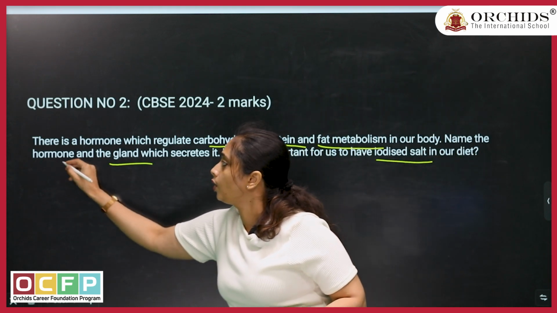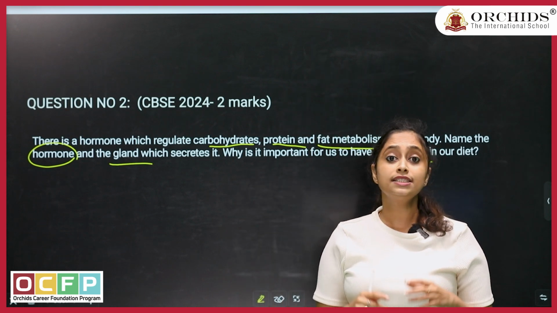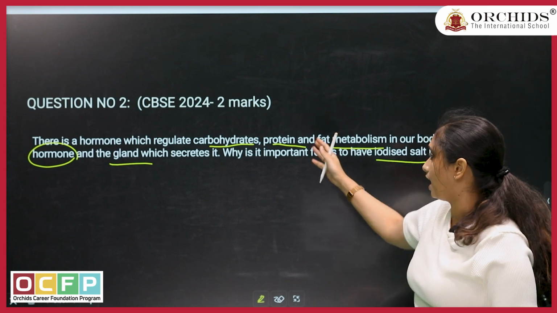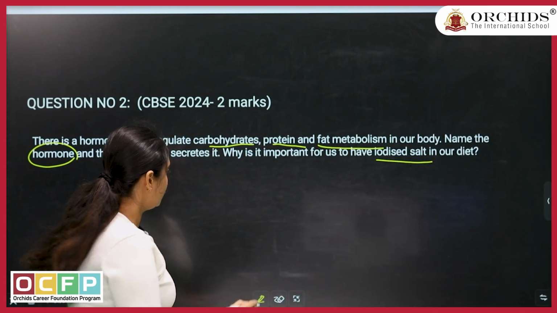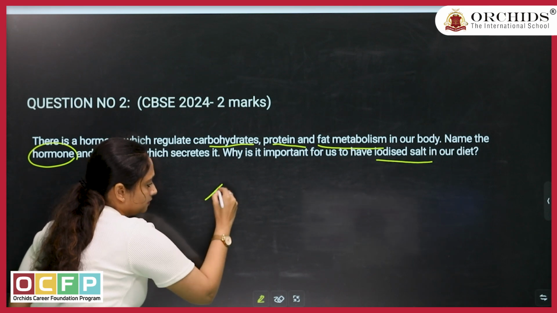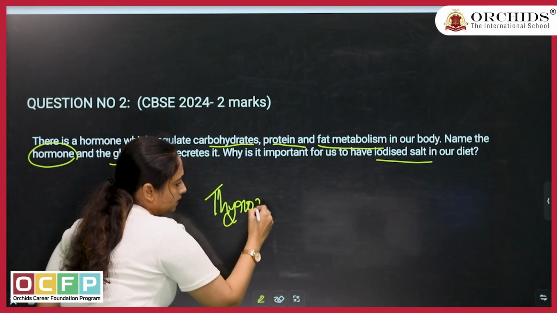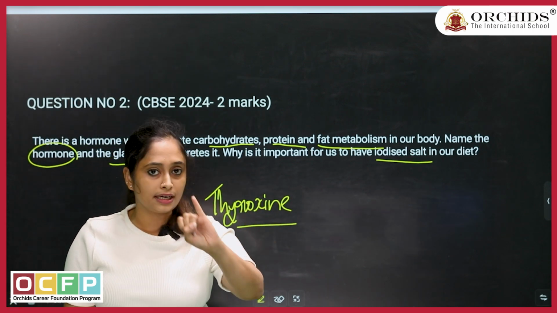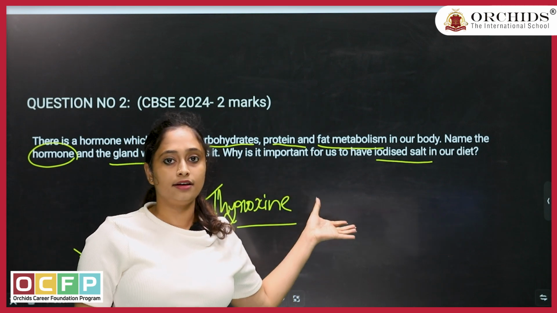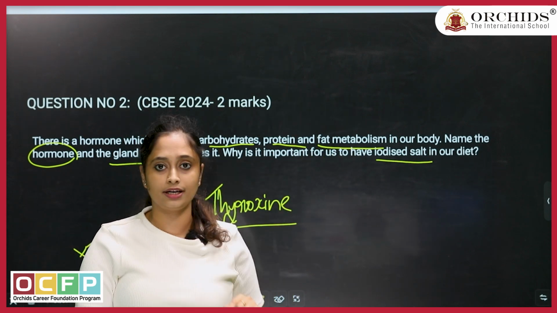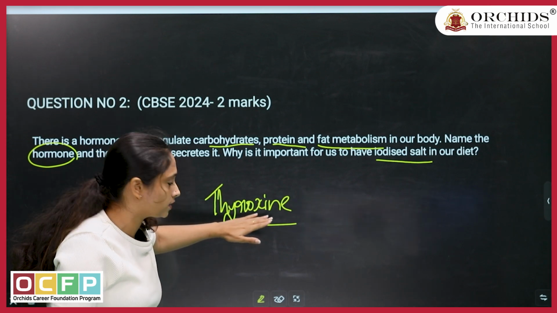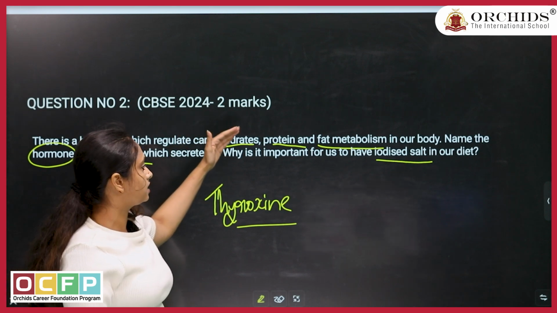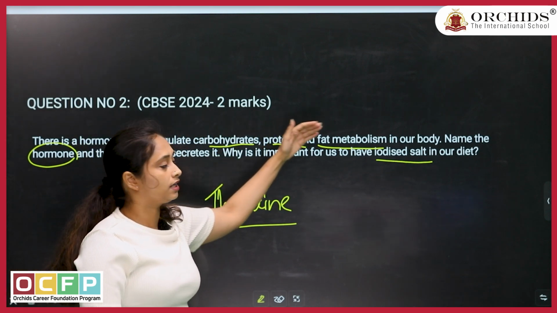So first one is the hormone name. Which hormone helps in the metabolism of protein, fat and carbohydrate? The hormone which does this function is thyroxine. I think you got the name of the hormone. This entire question is a part of the endocrine system, and thyroxine is a hormone. Its function is controlling the metabolism of carbohydrate, protein and fat.